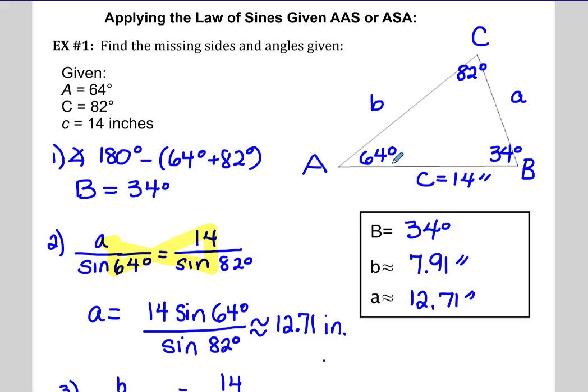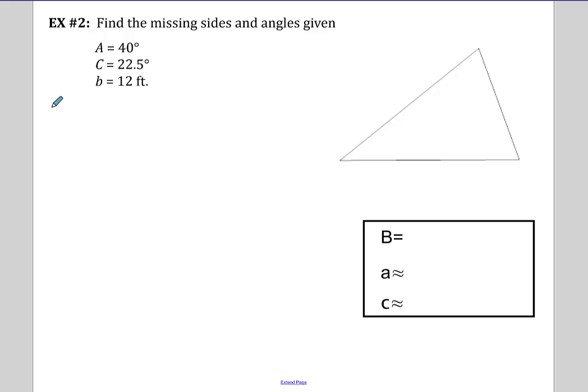They gave us two angles and a side, or an angle, angle, side. We had an angle, angle, side. Angle, angle, side. Example 2 has us finding the missing sides, and the angles given again.